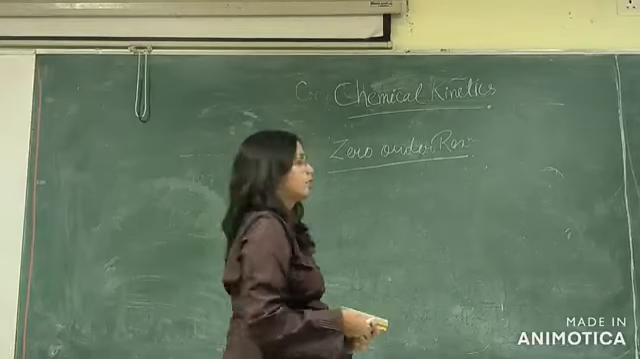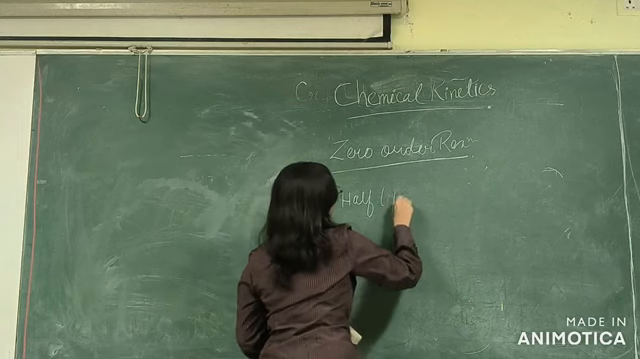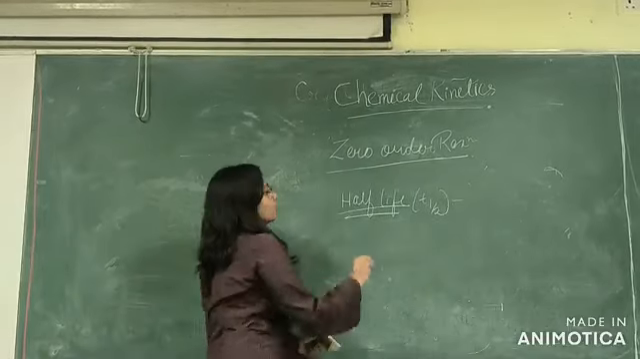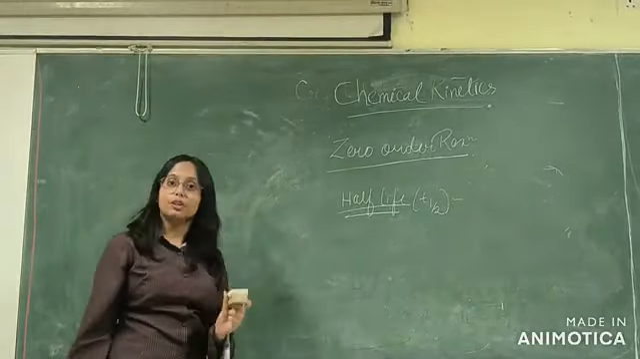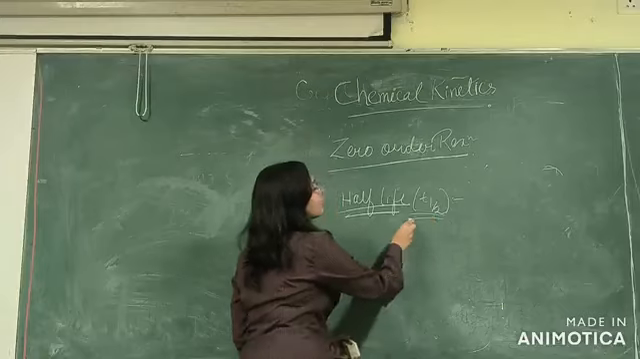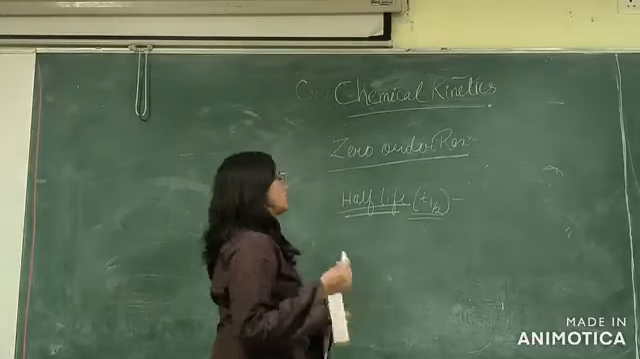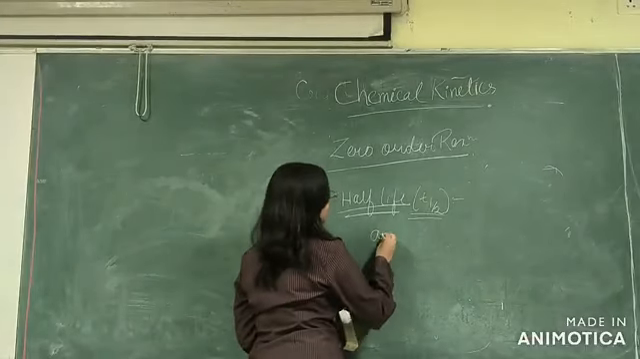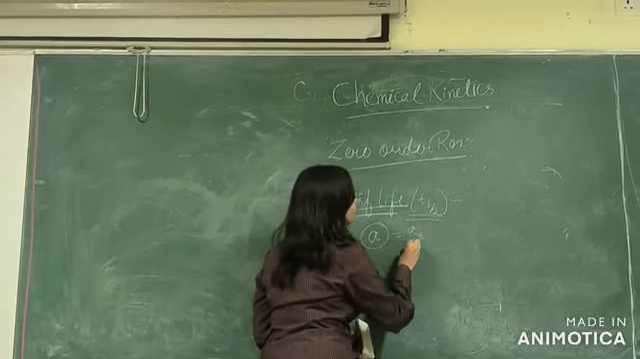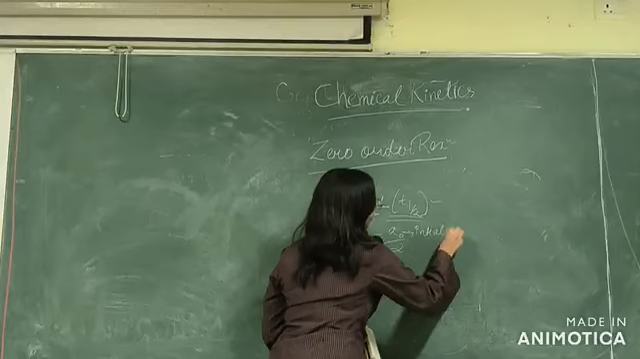It is the half-life, which is denoted by t half. This is also a very important topic. What is half-life? It is the time at which the reactant concentration is half of the initial concentration. That is, the concentration at time t is equal to A0 by 2, where A0 is the initial concentration.